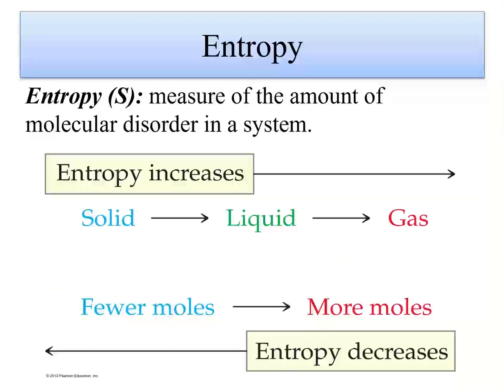To determine whether a process or reaction is spontaneous or non-spontaneous, we need to introduce a new quantity called entropy, or S. Entropy is the measure of the amount of molecular disorder in a system. The units of entropy are calories per mole Kelvin or joules per mole Kelvin.